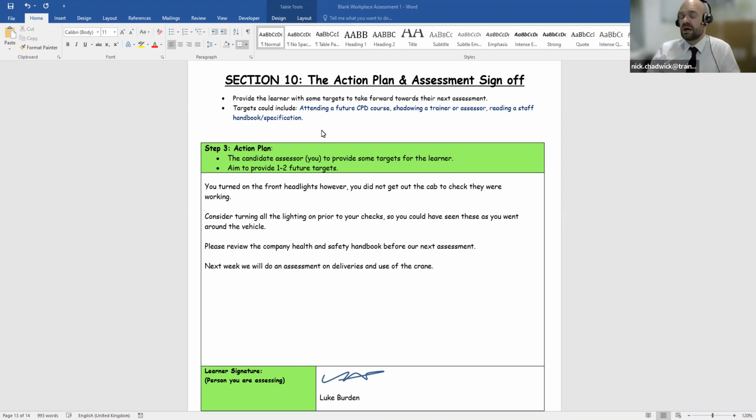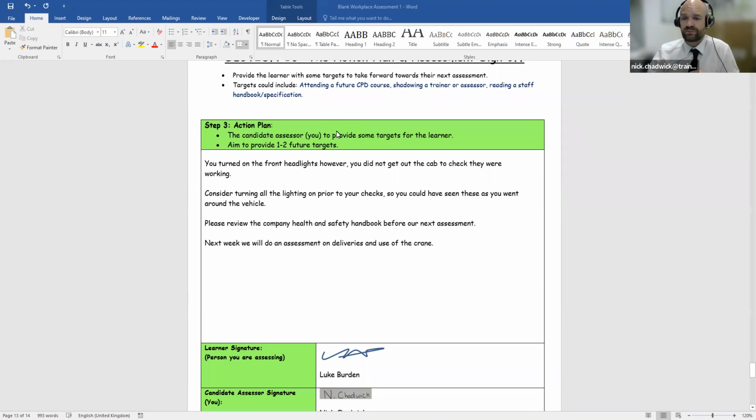Targets could include perhaps attending a future CPD course. It could be shadowing, perhaps a fellow trainer or assessor, or perhaps even reading a staff handbook or specification as well. So within the world of assessing, it's always good to give perhaps just an aspirational target or something that they could work on in order to enhance their future practice as well.